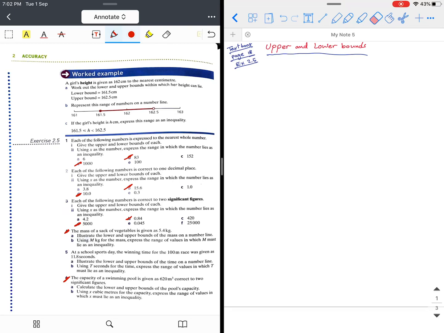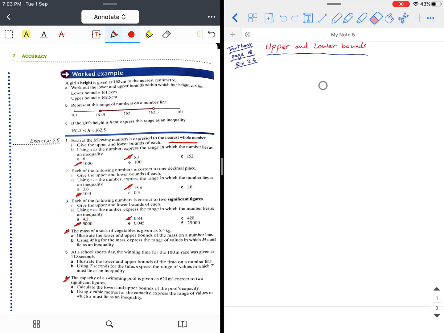Today inshallah we will talk about upper and lower bounds. Homework in your textbook, page number 18: questions 1b and d, 2b and d, also 3b and d, and question number 4 and question number 6, in exercise 2.5. In number 1, he said that all of the following numbers are rounded to the nearest whole number, and we need to find the upper and lower bounds.